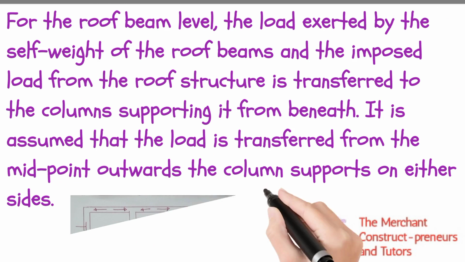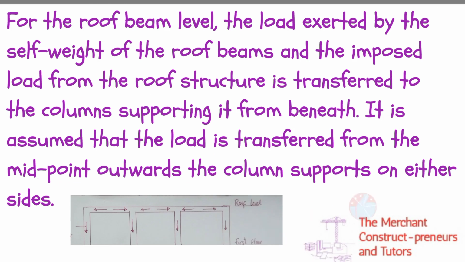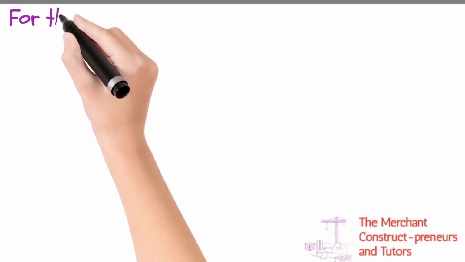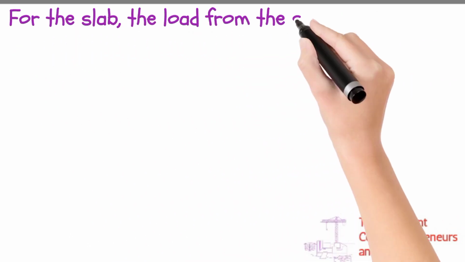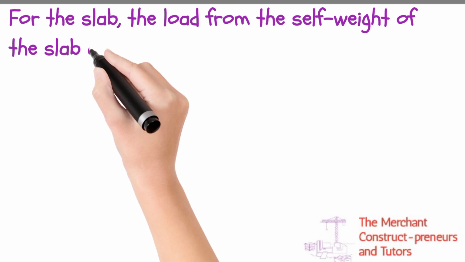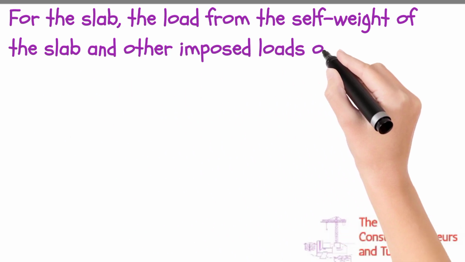It is assumed that the load is transferred from the midpoint of the slab out towards the beam on either side along the long span. So it's the same thing as the beam, the same direction in which the beam transfers the load. That is how the slab also transfers. From the midpoint, it takes it to the supports.